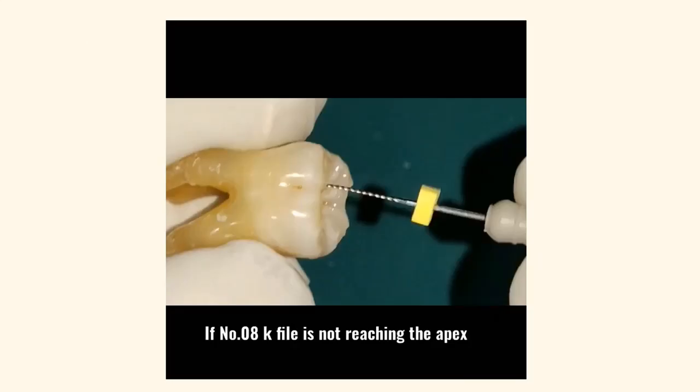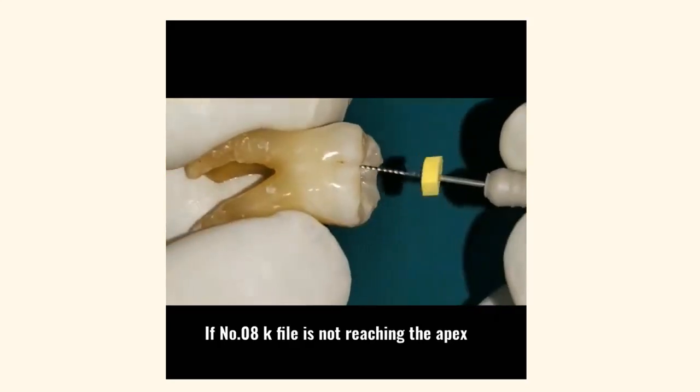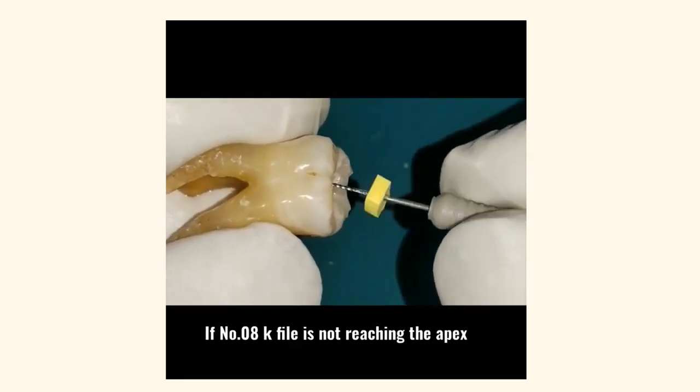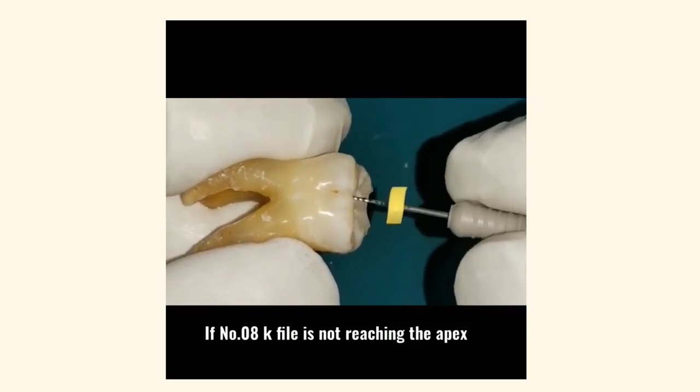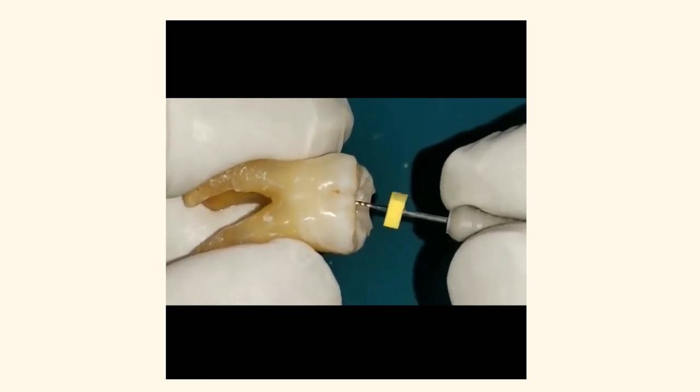Now in some cases, even the number 8K file is not reaching the radiographic terminus with all the above techniques. That means you are in a really tight or constricted canal. In that case, don't force or screw the file in the canal; the following protocol is followed. This is a small video demonstrating when your number 8K file is not reaching the apex.